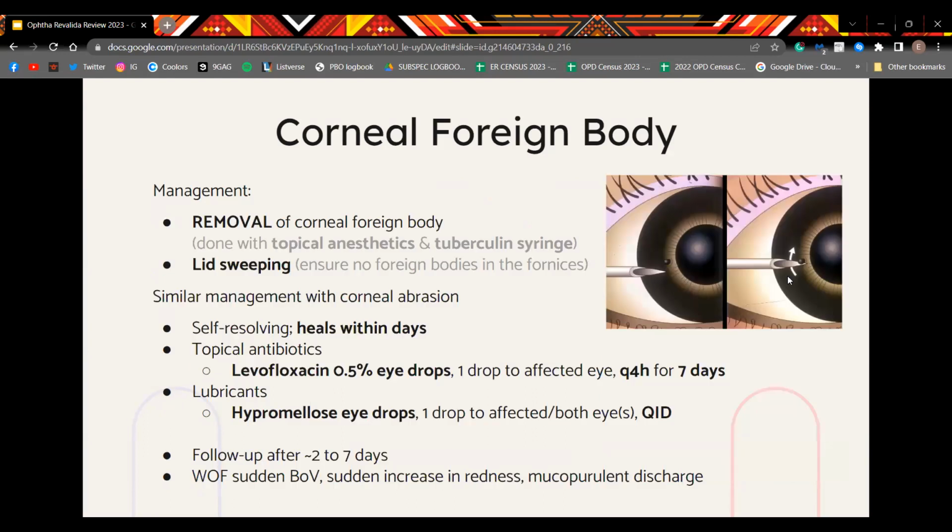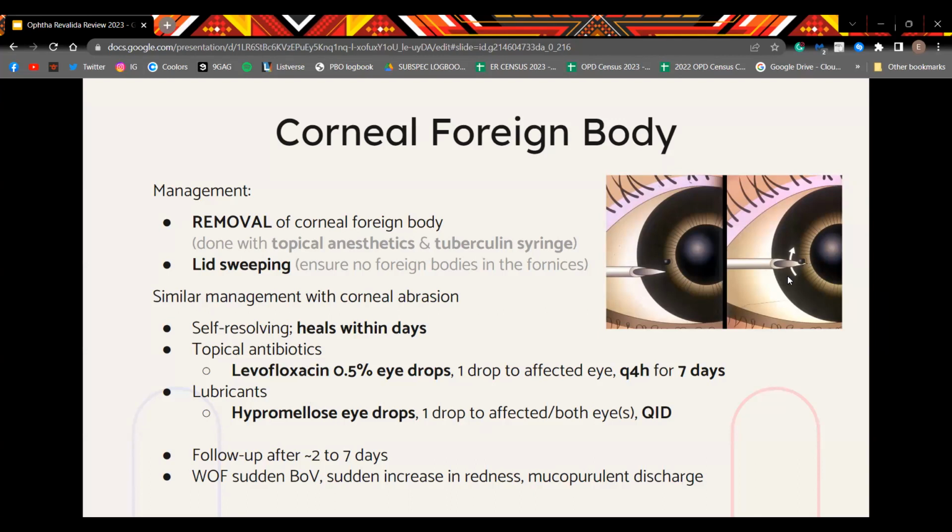So ang management on this case would be removal ng foreign body. This is typically done with a tuberculin syringe and done with topical anesthetics para hindi masakit. Important kasi na hindi gumagalaw yung patient during removal para hindi masundot yung mata. We could also do lid sweeping. This is done by kukuha ka ng cotton buds and isi-sweep mo lang yung superior and inferior fornices to make sure na wala ng na-trap na foreign bodies sa upper and lower fornices.